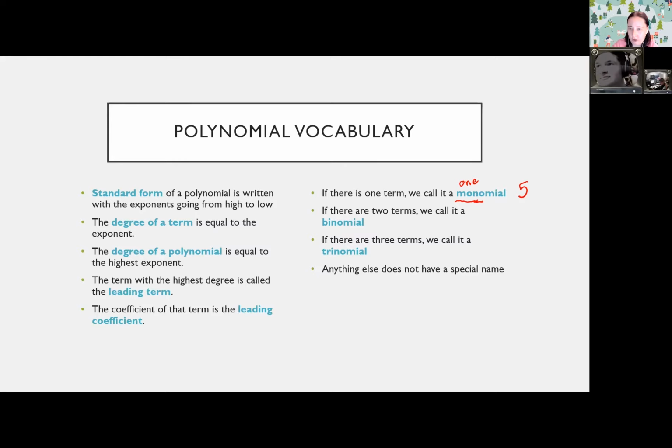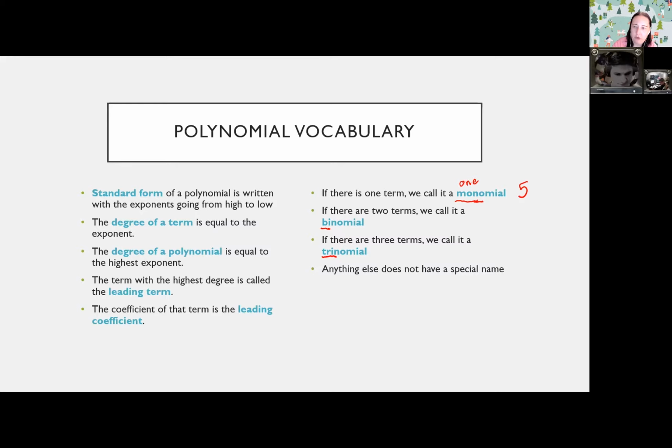If we have 2 terms, then it's called a binomial, where bi means 2. So bicycles have 2 wheels. So that's where you get that. And then if there are 3 terms, it's a trinomial. So like a triplets, there's 3 of them. Tricycles have 3 wheels. And then we don't have names for anything with more than 3 terms. We just call those polynomials.